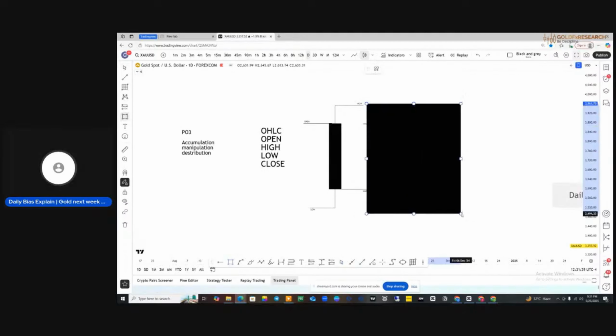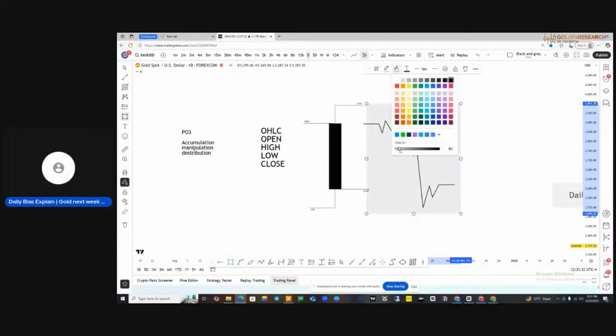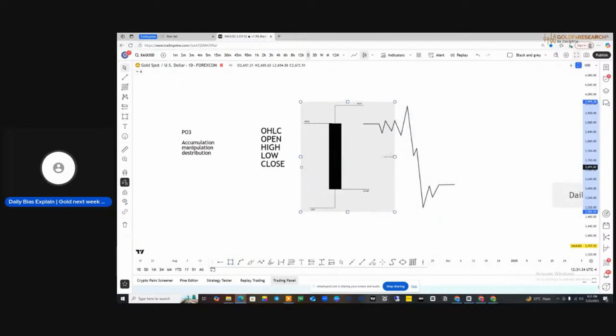Now, what is this structure? This is the same structure that is being shown in just one candle. This is what is happening behind the scenes. This very process is what we call the power of three, in which the market accumulates. After accumulation, the market manipulates. After that, the market enters the distribution phase. Then the market comes back and closes within the range of this same candle.